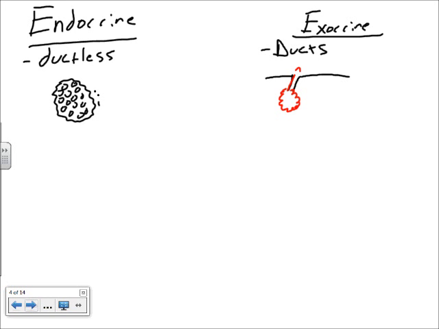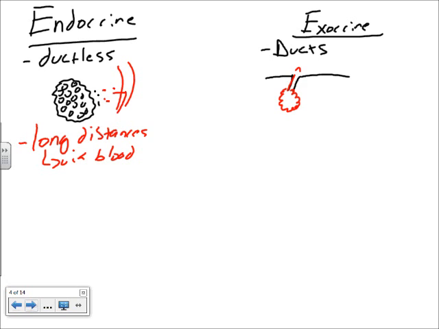which leads me into the next distinguishable characteristic, the distance that secretions travel. When it comes to endocrine glands, hormones travel over long distances, and they do so via the bloodstream. So basically endocrine glands secrete their hormones. The hormones diffuse into the tissue fluids, the tissue spaces of the tissues that they're nearby, and then essentially these hormones diffuse into the bloodstream and then travel to whatever the target tissue is for that hormone.